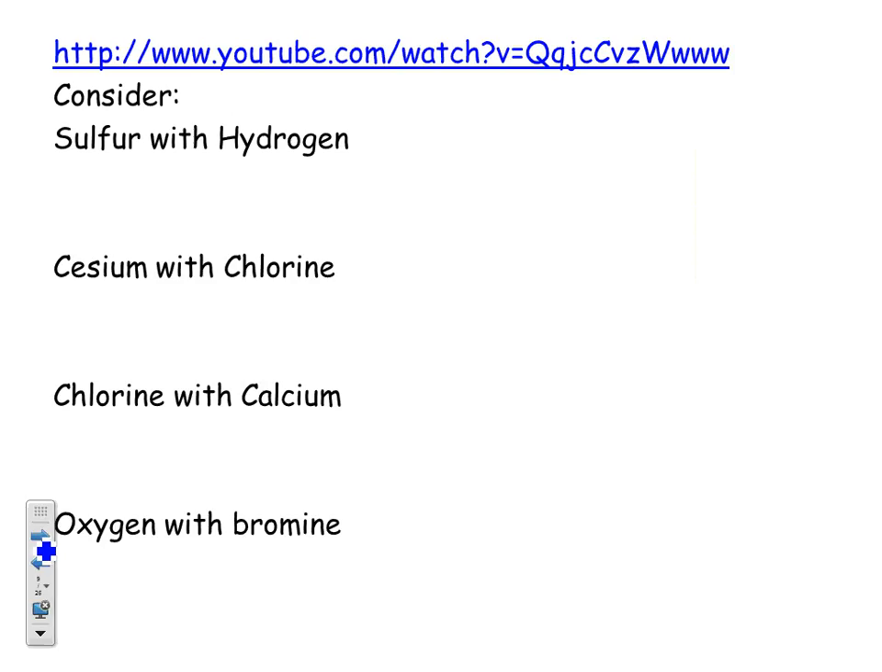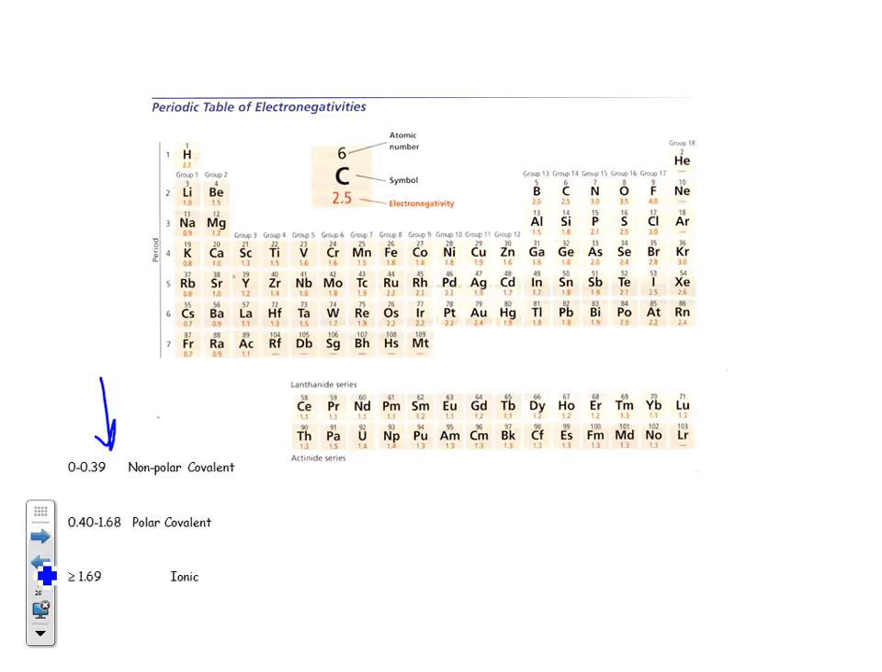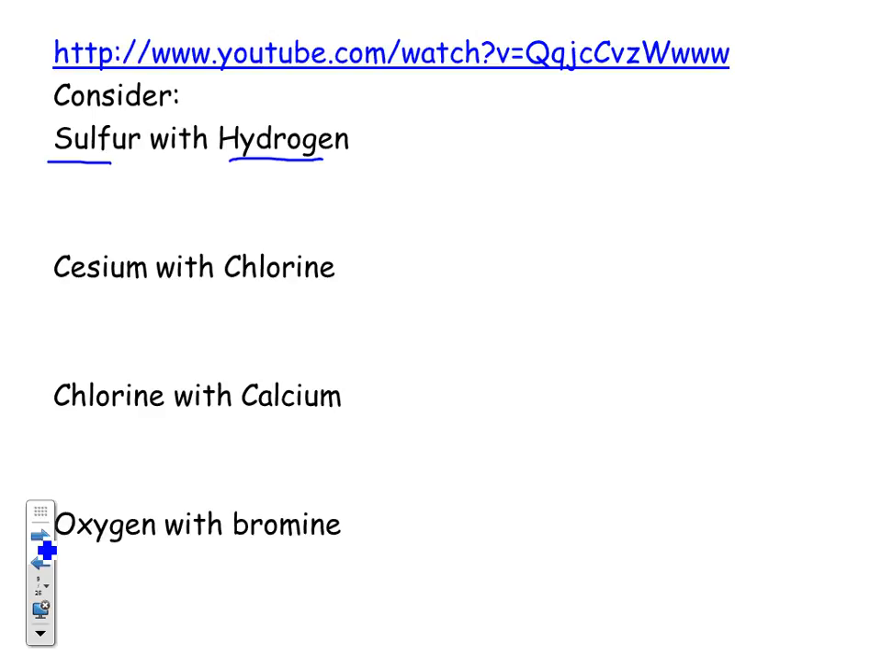So if we want to know the characteristics of a compound that is bonded when sulfur and hydrogen bond to each other, we're just going to look at the electronegativity value for sulfur, 2.5. Now we're going to look at the electronegativity value for hydrogen, 2.1. And we're simply going to subtract 2.5 minus 2.1 is 0.4. If we look at the scale, 0.4, or anywhere between 0.4 and 1.68, is a polar covalent bond. So we would say that this is polar covalent.